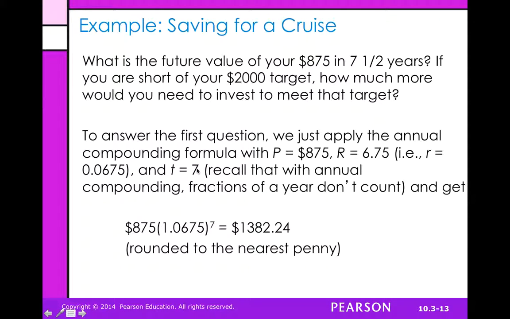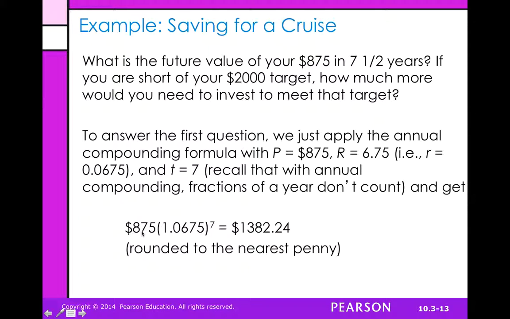So it actually doesn't matter. You can write 7 or 7.5. With annual compounding, fractions of a year don't count. So in general, if you do annual compounding, you would round your year amount down. If you were doing something like monthly compounding, which we will do later, you would keep that 0.5 there.